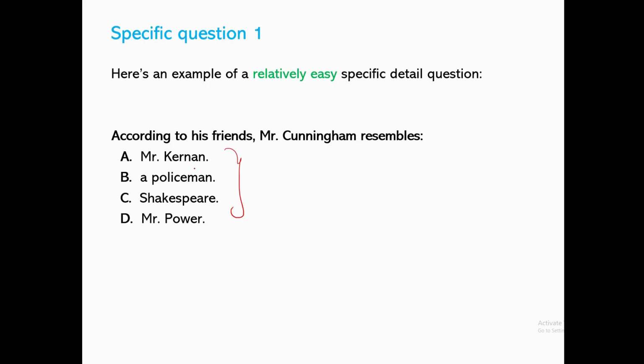Option A, Mr. Kernan, option B, a policeman, option C, Shakespeare. So by the process of elimination, we have eliminated options A, B, and D. The correct answer for this question is option C, Shakespeare. This is the meaning of a specific detail question.